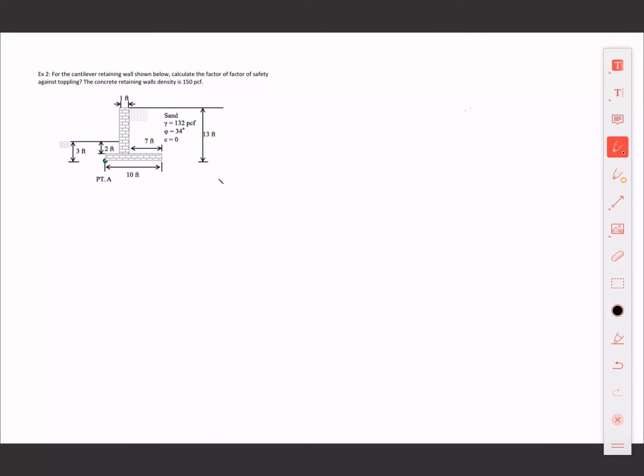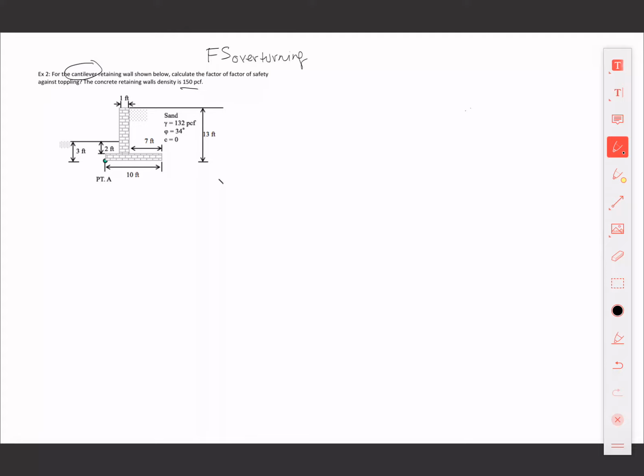This is our second retaining wall example. In this case, we have a cantilever wall, and we're going to calculate the factor of safety against, it says toppling here, but that's really overturning. And we're given information about the retaining wall's density, which is the weight of the concrete.